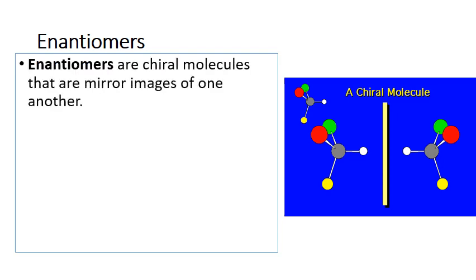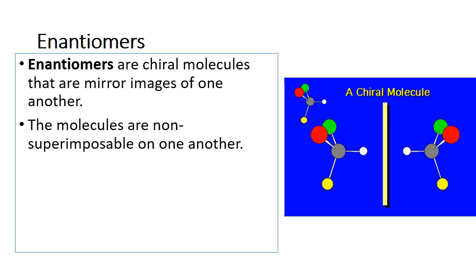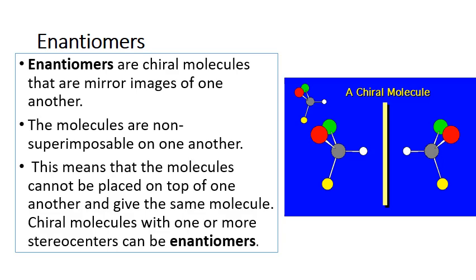So enantiomers are chiral molecules that are mirror images of each other. They are non-superimposable on one another. I have demonstrated clearly in the last class how non-superimposable works, with a demonstration. This means the molecules cannot be placed one on top of another to give the same molecule. Chiral molecules with one or more stereocenters can be enantiomers. So if there is only one chiral center, the molecules must be enantiomers.